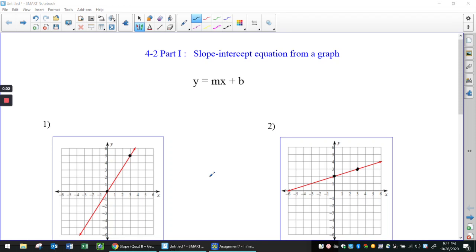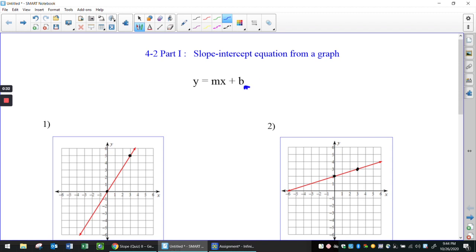Looking at lesson 4-2 part 1. We're going to be looking at how to come up with the slope-intercept form from a graph. So we talked about the slope-intercept form last week, and how y is equal to mx plus b is the slope-intercept form that we use typically for non-proportional relationships.